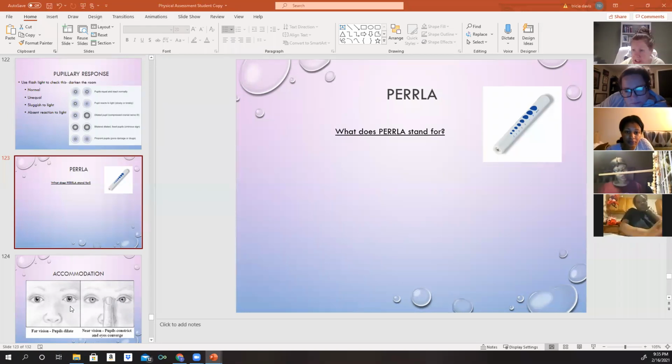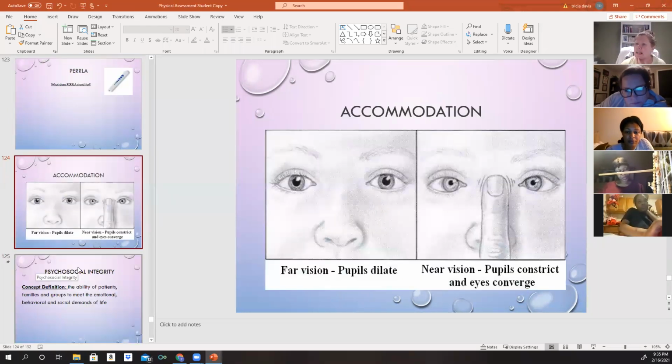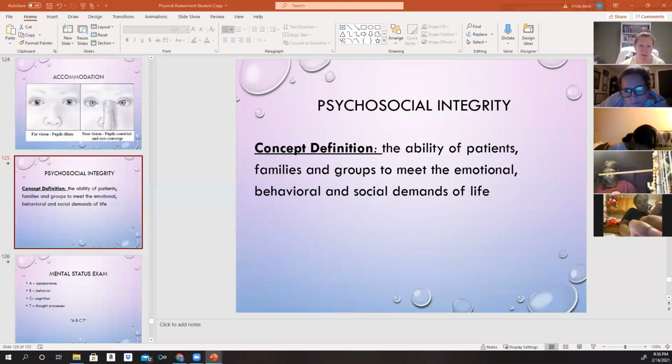So accommodation, just going over this again: near vision is when the pupils constrict and the eyes converge, so your eyes cross. And then far vision is when the pupils dilate. I think that should have been further up. I don't know how they got down there.